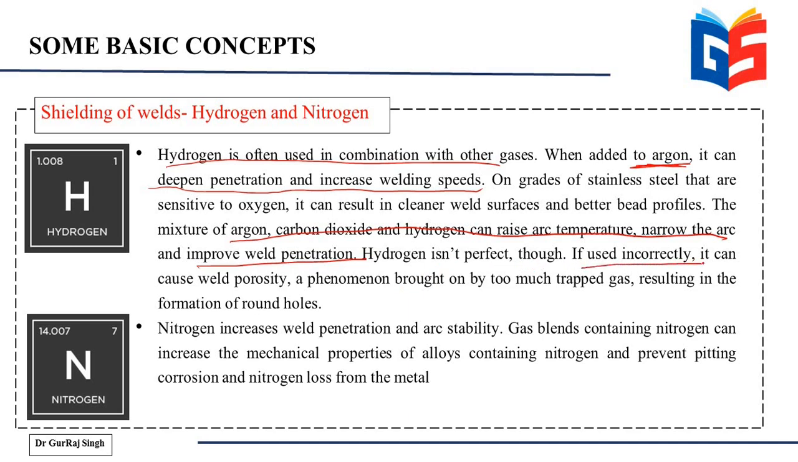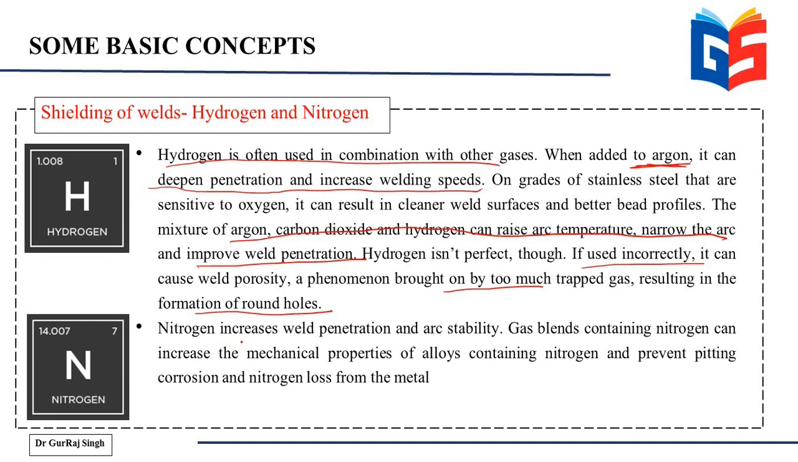Now, one thing that we know, that hydrogen gas, when trapped in molten material, and if that material solidifies, it is known to create a defect that is called pinhole porosity. We've studied that in casting as well. So even in this case, if you're using hydrogen in larger proportions, it is going to cause that gas entrapment, and that's going to result in the formation of round holes, which is a defect and which weakens the weld.